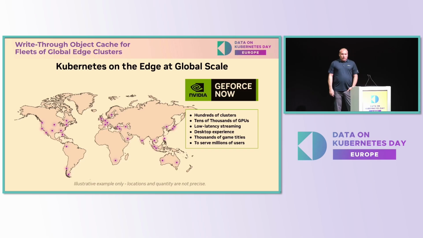The system as a whole is comprised of tens of thousands of GPUs and smart NICs, which are key components to delivering low latency streaming and a desktop gaming experience for thousands of game titles across the world. So we serve millions of user sessions worldwide, and we've learned a ton throughout this, as you can imagine. There's a lot of Kubernetes there.